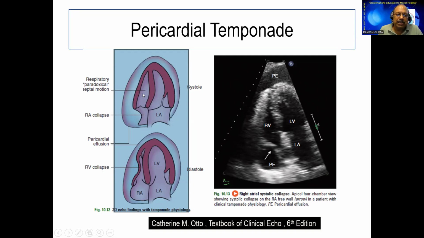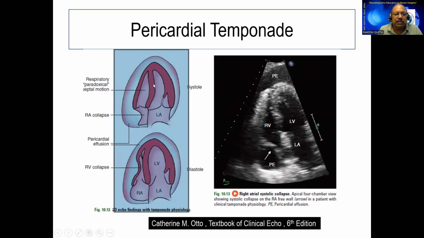During inspiration, the tricuspid flow velocity will increase, and during expiration, the tricuspid flow velocity will decrease. Is that clear? If my heart's interventricular septum shifts to the left side, what will happen to the mitral flow pattern? During inspiration, it will be reduced, and during expiration, this septum moves to the other side, and the expiratory flow velocity will increase on the mitral side.